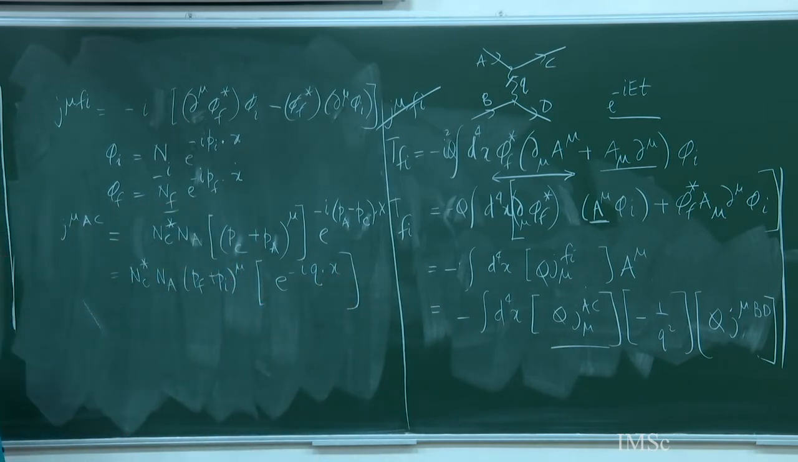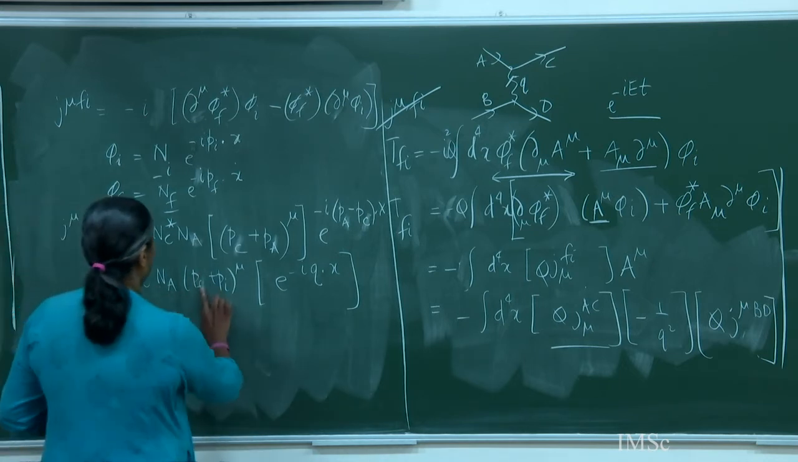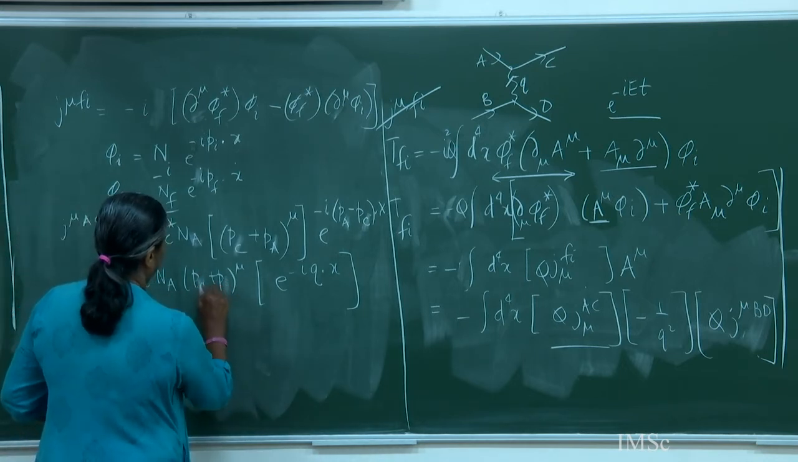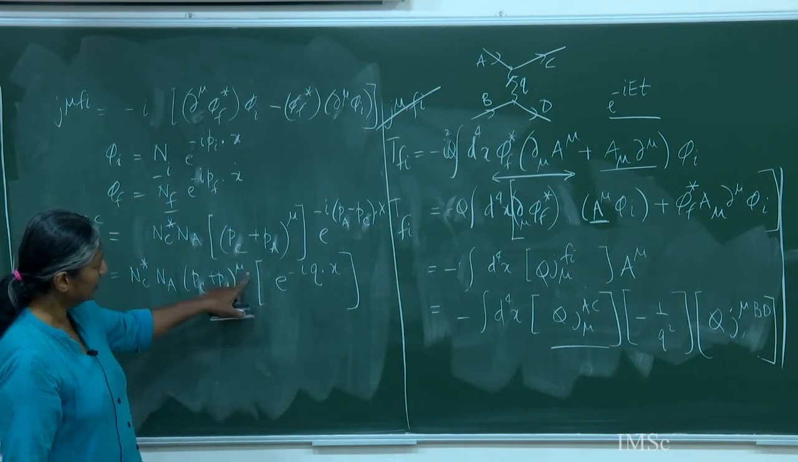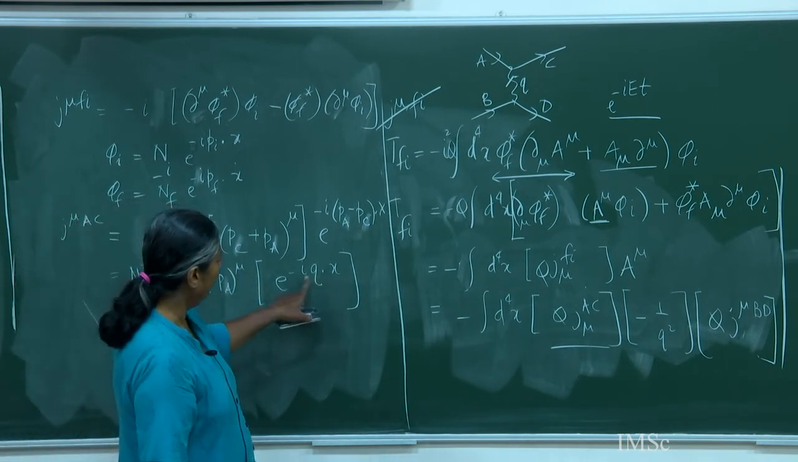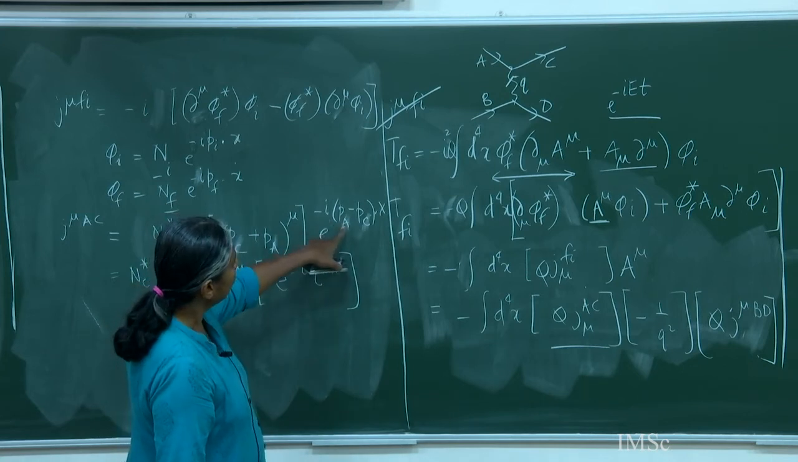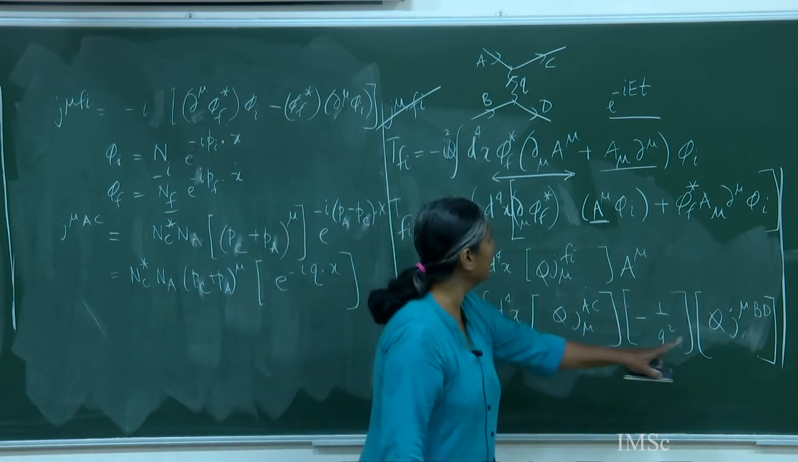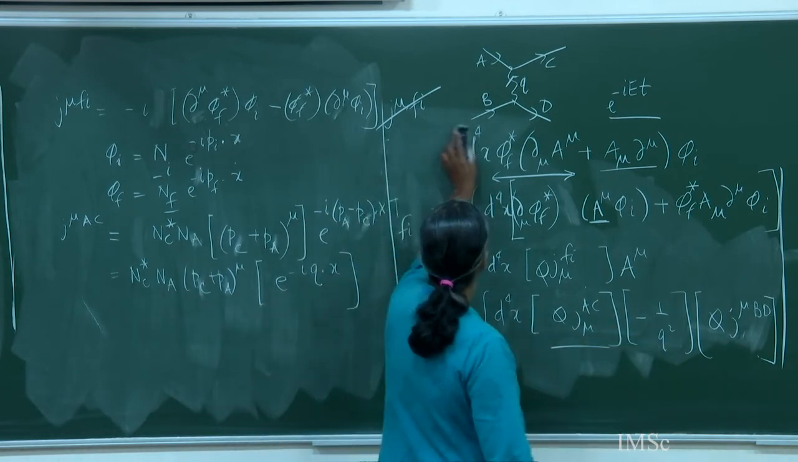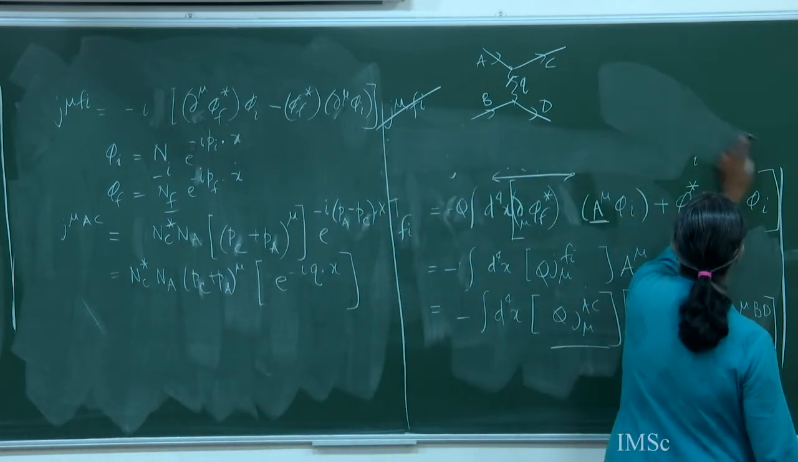Is it clear? Similarly, I can write J mu of BD, that will be nd star nb and pd plus pb mu, I need to the minus i (pb minus pd) dot x, and now I put everything inside here, and what do I get for TFI?